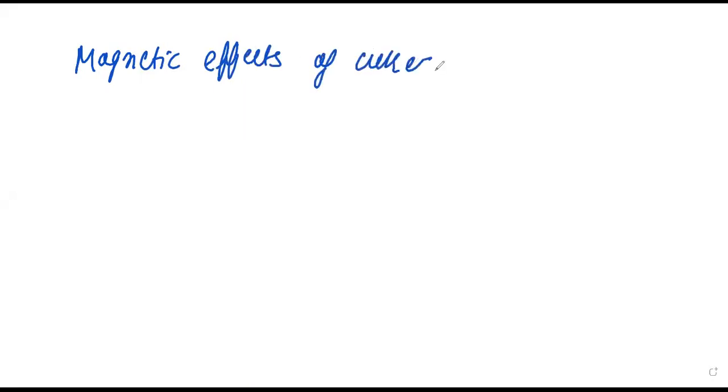So let's see the next chapter, chapter 13 of the physics. Topic name is magnetic effect of electric current and magnetism. Chapter 13, magnetic effects of current and magnetism.